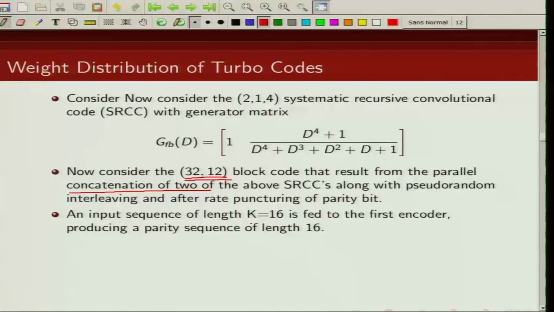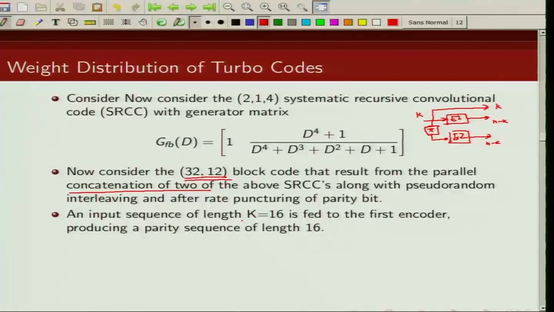As you recall, a turbo code is of this form. This is encoder 1, this is encoder 2, and this is the interleaver. Then you have the parity stream coming from encoder 1, the parity stream coming from encoder 2, and the systematic bits. So if you have k information bits coming in, here you are getting k information bits, here you are getting n minus k parity bits, and here also n minus k parity bits.